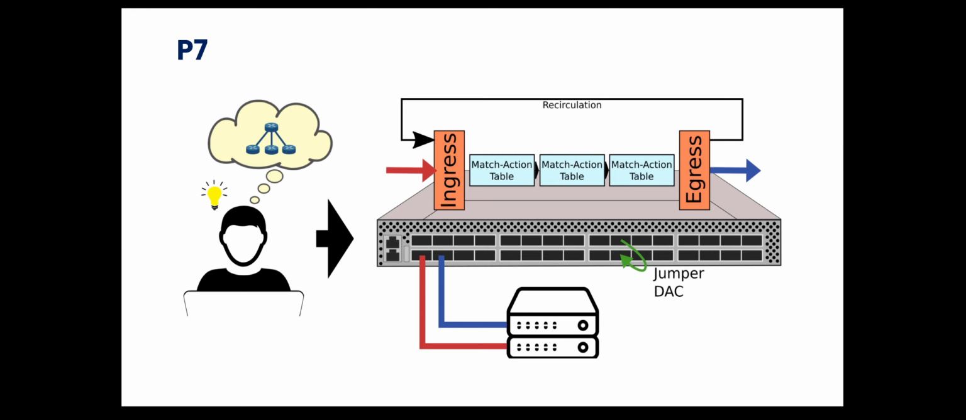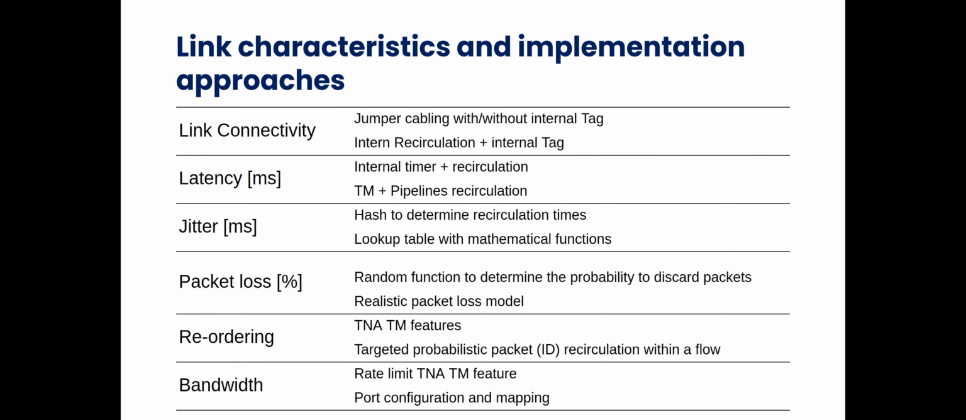This demo features P7, a network emulator tool to test and validate network topologies and their characteristics in a 100G pizza box. The emulation of network link characteristics includes simple metrics such as connectivity, latency, and bandwidth, and advanced metrics such as packet loss, jitter, and reordering. These metrics are implemented in a P4 TNA environment to create a realistic network topology emulation. This is the list of the P7 link characteristics that are implemented.